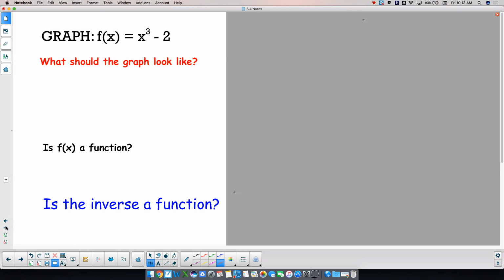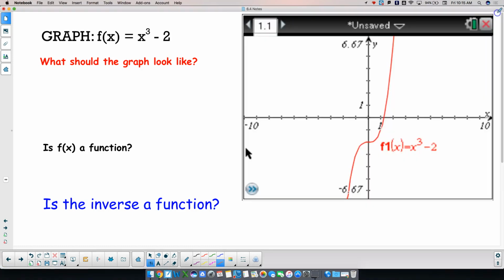Is it a function? Is the inverse a function? Is it one-to-one? And if it is one-to-one, find me the inverse. So that's what you should have gotten it to look like.